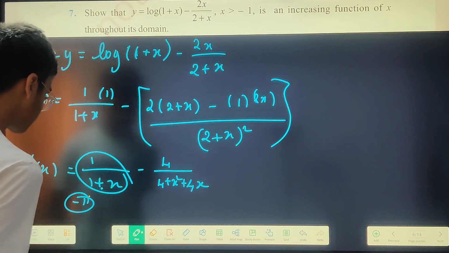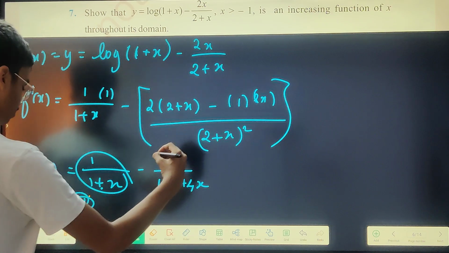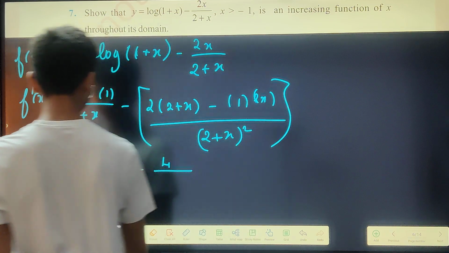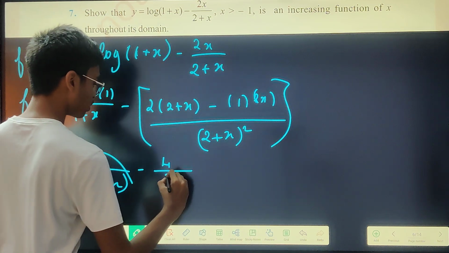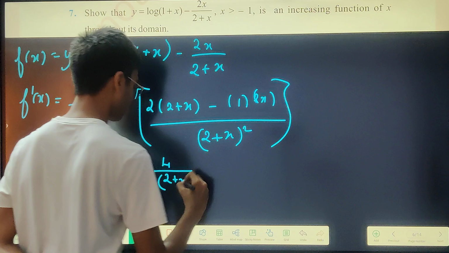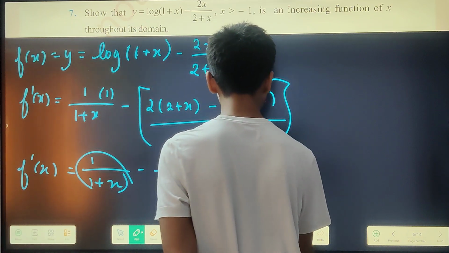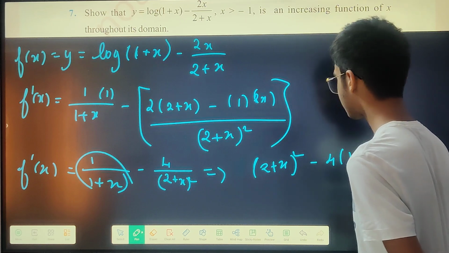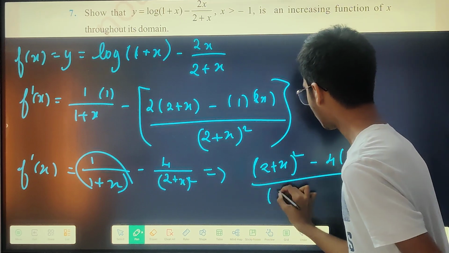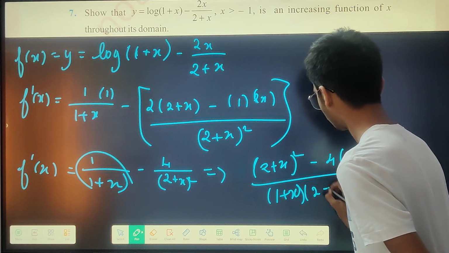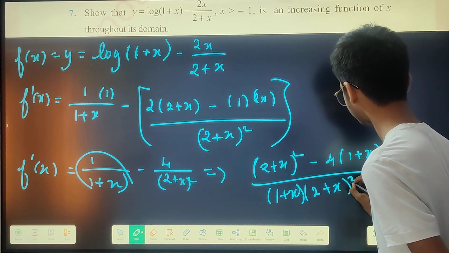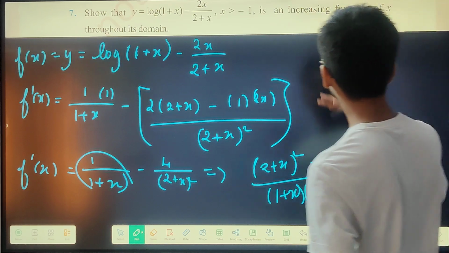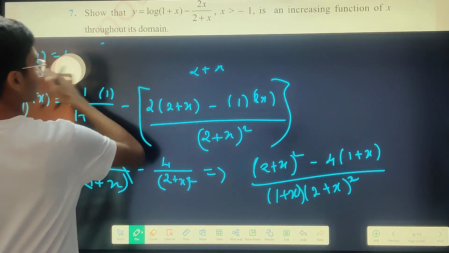So we should cross multiply this and that, and at last we will take out the 2 plus x the whole square. So this can be written as 2 plus x the whole square minus 4 into 1 plus x, whole divided by 1 plus x into 2 plus x the whole square. Okay, so you have got this. Now we will again simplify this. I'll erase this because of no space.